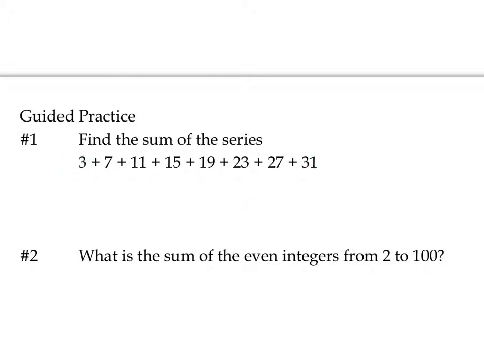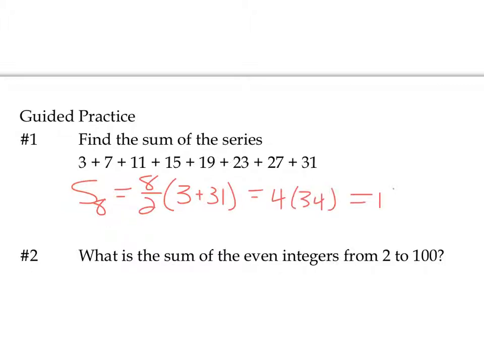So to find this sum, the sum of these 8 terms is equal to 8 over 2, n over 2, times the sum of the first and last terms. So that equals 4 times 34, which is 136. So that'd be the sum of that series. The sum of that series would be 136. So you're saying, yeah, I could just type in 3 plus 7 plus 11. Yeah, you could. What about this next one?